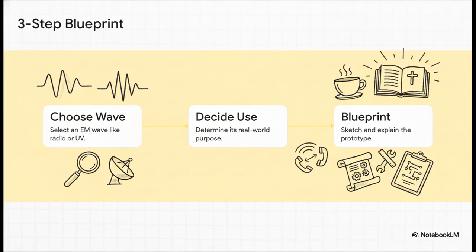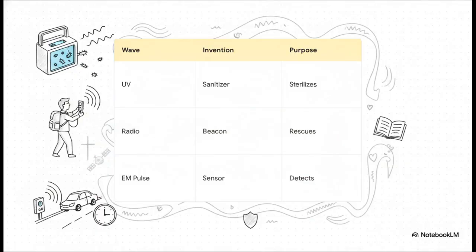This step-by-step structured approach is exactly how professional engineers tackle massive global problems every single day. To give you some inspiration, here are 3 real-world examples to spark that creativity. First up, UV waves. Now, they might be famous for giving you a nasty sunburn at the beach, but put them in a portable hand sanitizer box, and those UV LEDs sterilize items and completely destroy bacteria.